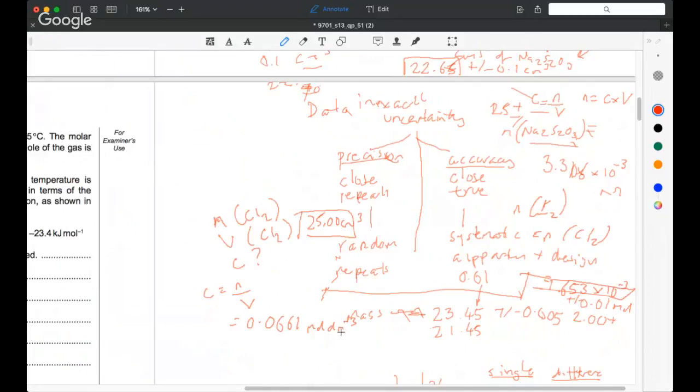Yes. But if you remember, right at the start of the question, they were talking about chlorine concentration in terms of grams per decimeter cubed. So your very, very last step, we now know its concentration, it's in the wrong units. So you've got to convert from a concentration of 0.0661 moles per decimeter cubed to grams per decimeter cubed. So you've got to use the molar mass again of chlorine, Cl2. So times 35.5 times 2, right? To double that.